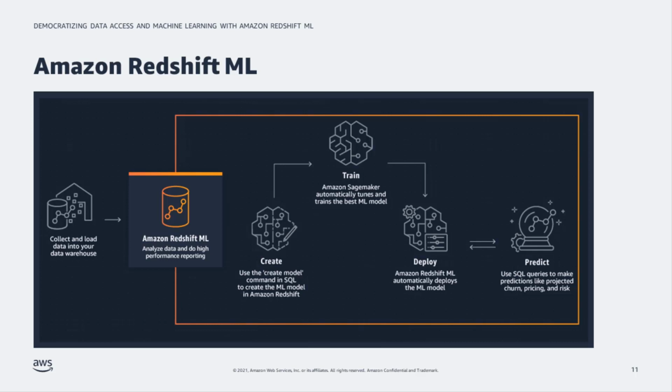After the model is trained, it's deployed in Amazon Redshift. Amazon Redshift ML makes this model available as a SQL function in the Amazon Redshift data warehouse. The user would then use this function in their SQL queries and perform predictions.